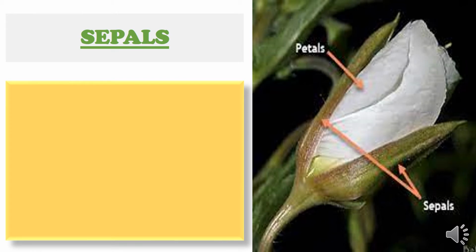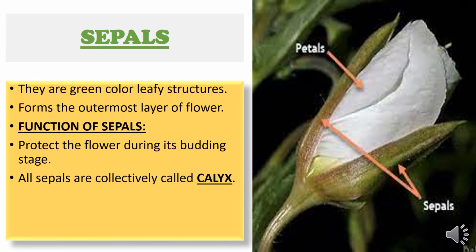Sepals. You can see the green color covering on the flower, which protects the beautiful petals of the flower. On the lower side, you can see a small pack of green leaves which is holding that flower. That is called as sepals. They are green color leafy structures and it is the outermost layer of the flower.